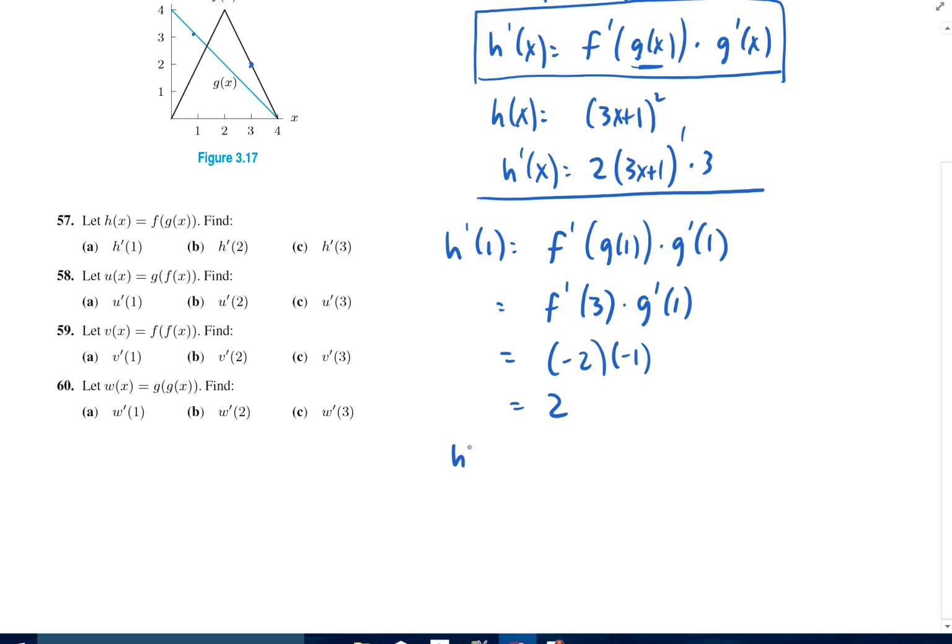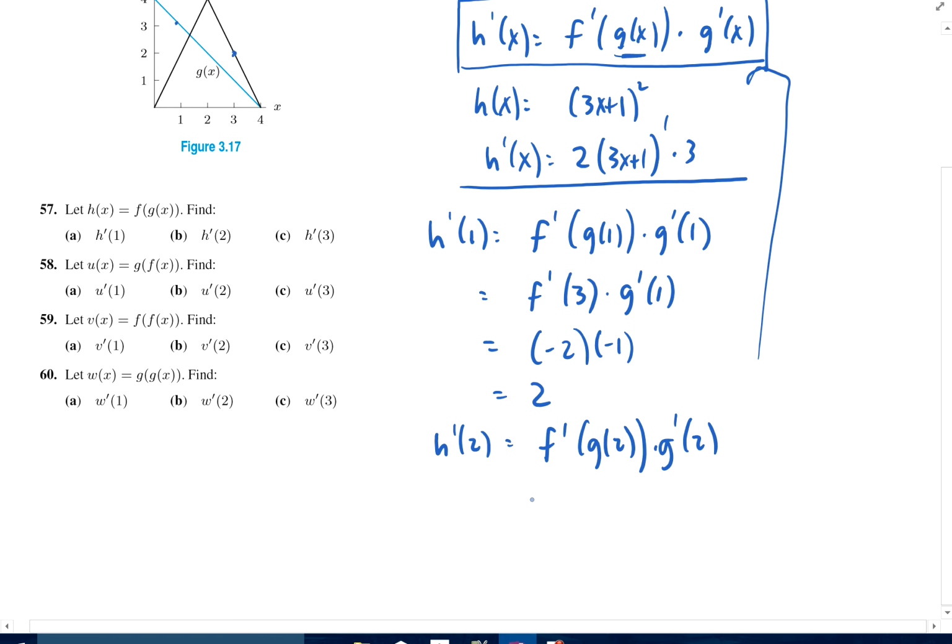So let's look at h prime of 2. So that's f prime of g of 2 times g prime of 2. I'm just plugging it into up here, right? So that's f prime of g of 2. g of 2 is 2. And then g prime of 2. So this is the slope of f at 2. That's this corner up here, which does not exist. So I can't do that anymore, right?